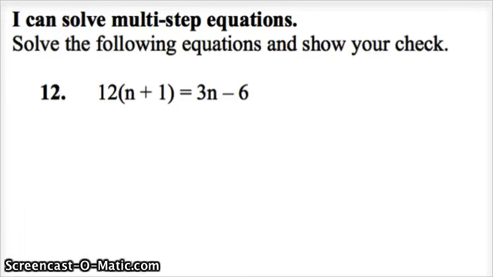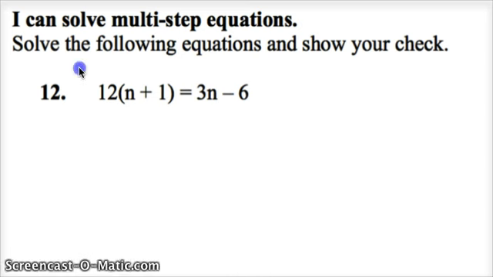Question number 12 asks us to solve the following equation: 12 times (n plus 1) equals 3n minus 6. First thing we'll notice is that there are indeed n's on both sides of our equation, so we're going to have to balance this equation. We also have parentheses. So in this scenario, we have to distribute first.